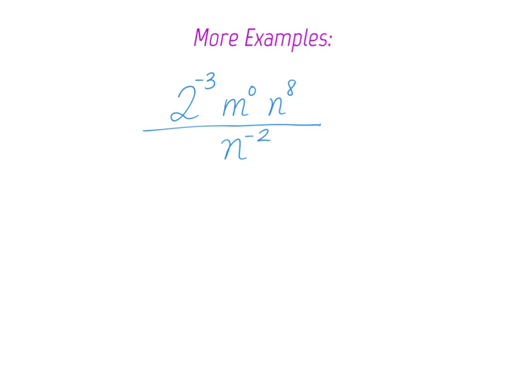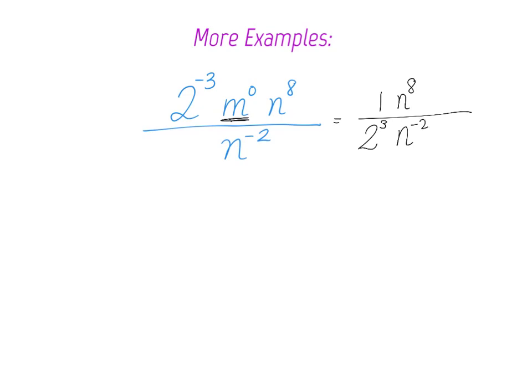All right, guys, this is our last example. So we got a little bit more going on here, but remember the fraction bar is acting like a grouping symbol, so we want to make sure everything's simplified before we start doing any division. So the first thing I notice is that this 2 is being raised to the negative 3 power. So that means it goes down to the denominator. So it would be 2 to the third. And then m to the 0 is just 1. So I'll put a 1 here, times n to the 8th. And then I'll just bring over n to the negative 2.